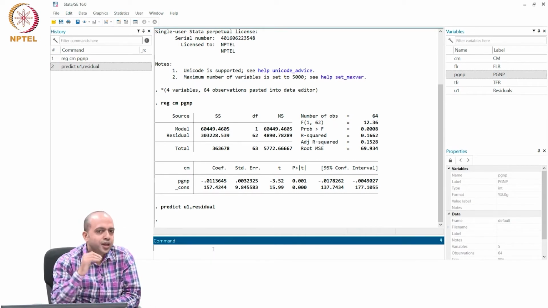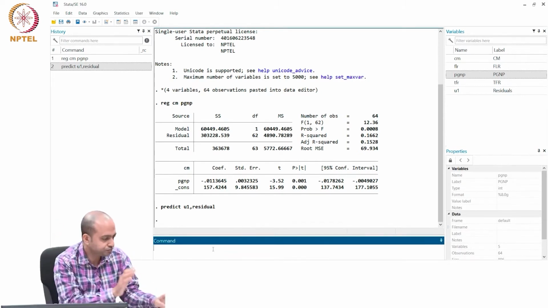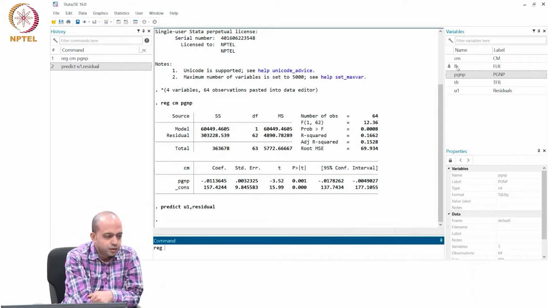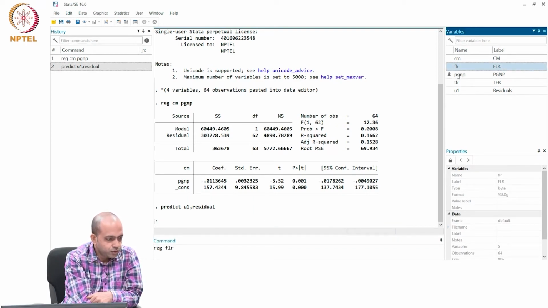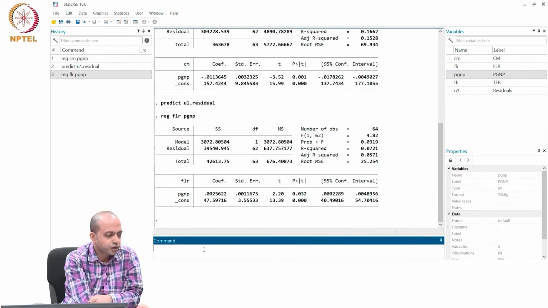Now, what is the next step? In the next step, we need to remove the impact of PGNP on FLR. So, again reg, we need to run regress FLR on PGNP. This is how, okay, and the impact is, look at here, positive. That means as per capita income GNP increases, FLR, female literacy rate, also increases.